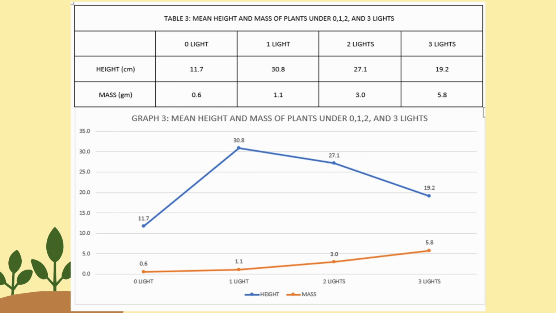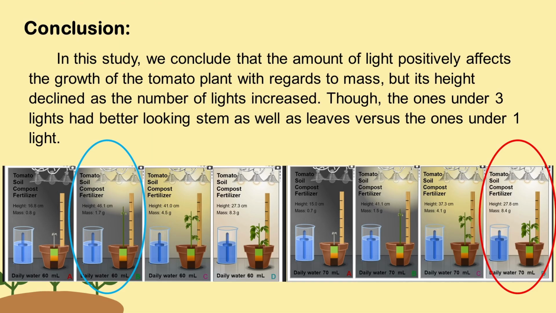The plant on setup 4 had the heaviest mass, despite having a height of only half of the tallest plant in setup 2. For the conclusion, we concluded that the amount of light positively affects the growth of the tomato plant with regards to mass, but its height declined as the number of lights increased.